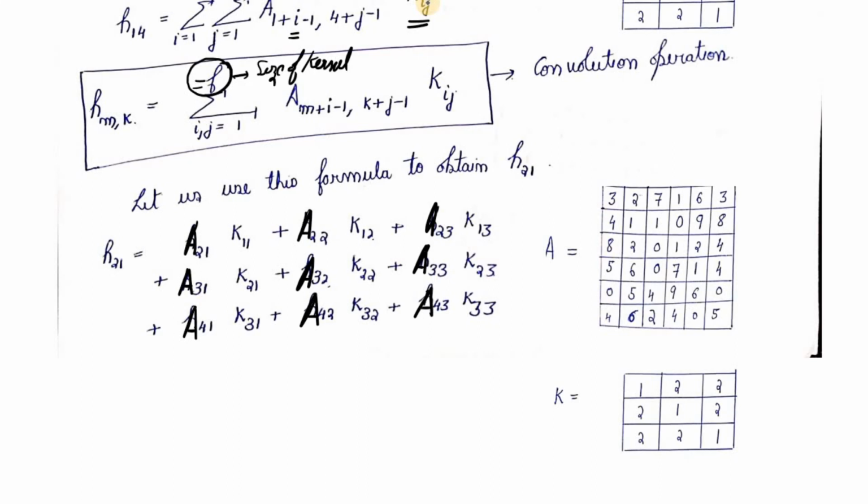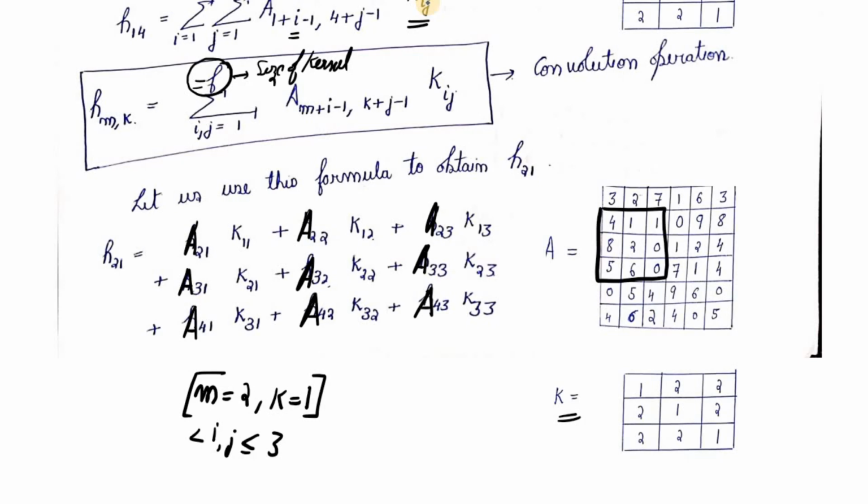Since we have to calculate the H21, we consider this submatrix completely, like 411, 820, 560, and then we have the kernel matrix over here. And then we use the same formula for H of M, K as we have defined a bit before. The only thing is here M becomes equal to 2 and K becomes equal to 1, and the value of I and J is anything between 1 and 3. So that's what is shown.